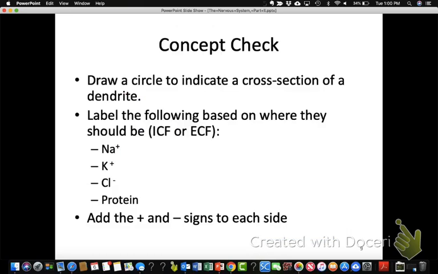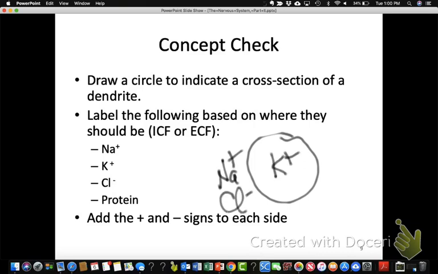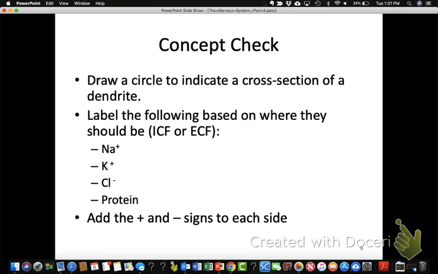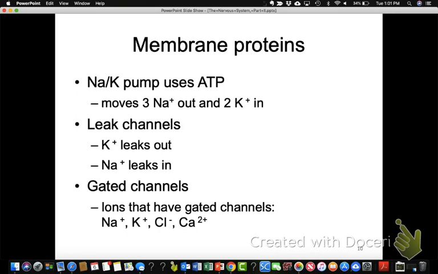Okay, so we did this in class. Draw a circle. See if you can label everything where it ought to be. So what your circle should look like, you should have sodium on the outside, potassium on the inside, chloride with the sodium, and protein with the potassium. I forgot to put the positive and negative signs, but we'll come back to that.